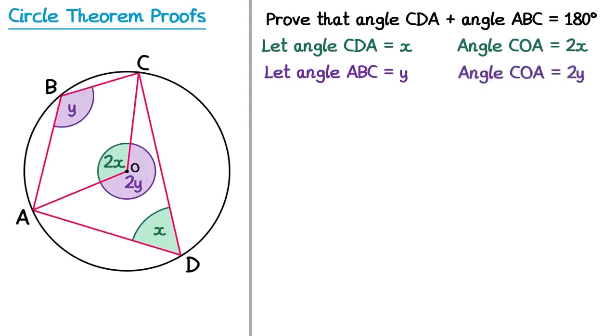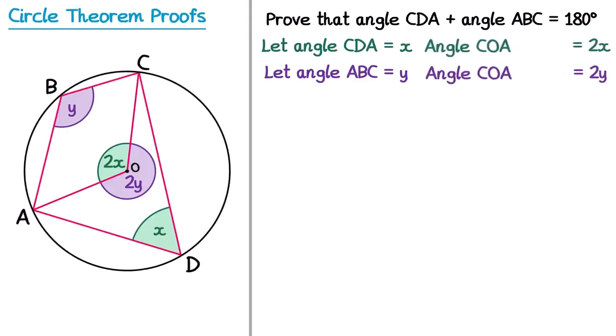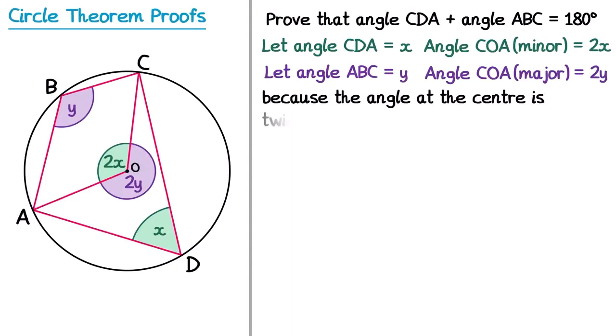Angle COA equals 2y. Now this is somewhat confusing because we just called both of those angles COA, and they do both start at C, go to O, and then finish at A. To distinguish between which angle we're talking about, we could call one of them a minor angle and one of them a major angle, the minor one being smaller and the major one being larger. And don't forget, we need to give a reason for each step, so we could say for this one, the angle at the centre is twice the angle at the circumference.